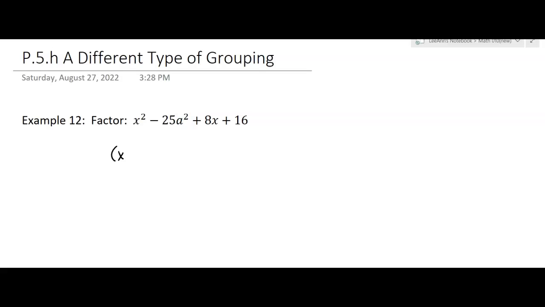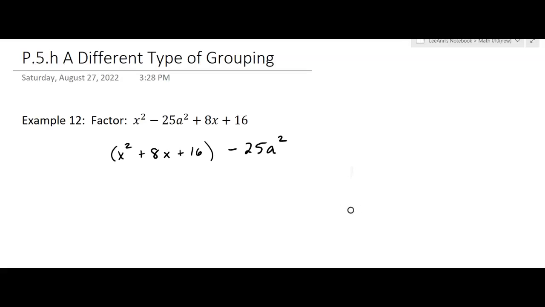We're going to take the x squared, the plus 8x, and the plus 16, and then we're going to put the minus 25a squared over here. Now, how will you know to do that? Well, you could try your normal grouping procedure, and when it didn't work, then you'd have to say, oh, I got to think of something else. Okay, so these don't happen a lot, but I do want to go through the problem just so you can see it.